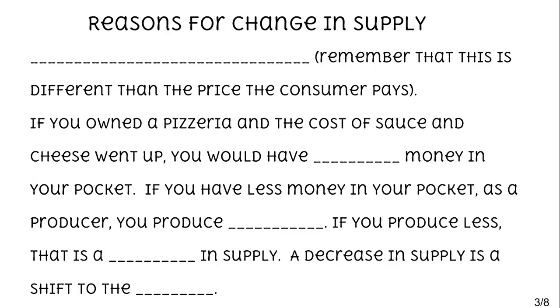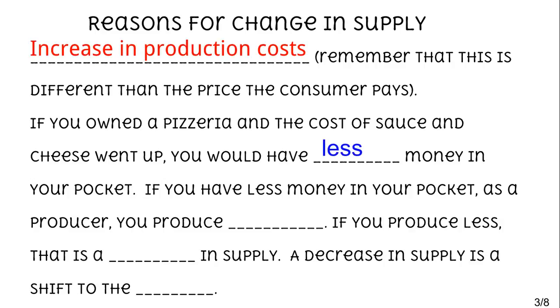All right, so let's look at what your notes say. So let's talk about the specific reasons for change in supply. The first one is an increase in production costs. And remember that this is different than the price that the consumer pays. These are costs to run your business. So if you owned a pizzeria and the cost of sauce and cheese went up, you would have less money in your pocket. If you have less money in your pocket as a producer, do you think you produce more or less? Less. If you produce less, do you think that's an increase or a decrease? Hopefully you said a decrease in supply.